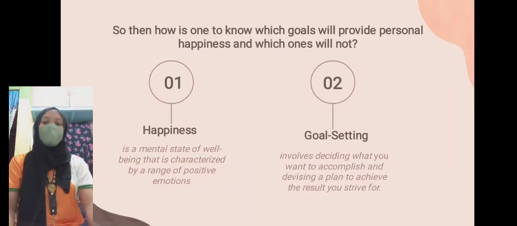So then, how is one to know which goals will provide personal happiness and which ones will not? Happiness. It is something that you feel or acquire when you achieve something and feel contentment in it. Happiness is the presence of positive emotions and the absence of negative emotions. Goal setting encompasses a major component of personal development and is viewed as an effective tool for making progress toward goals by ensuring that a person has a clear awareness of what they must do to achieve their objective.